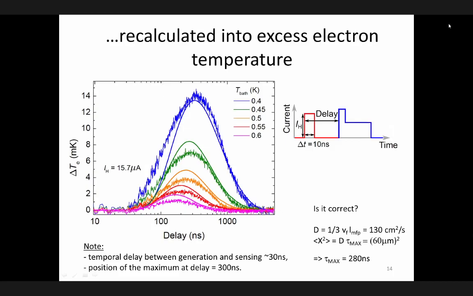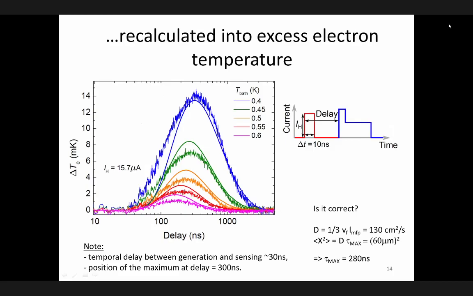Also, this signal corresponds well to the expected diffusion time. This is the Einstein-Smoluchowski formula, which relates the expected arrival time of the quasi-particle to the mean squared distance between the heater and the thermometer. If you assume such a diffusion constant and the distance as it is, you expect 280 nanoseconds, and here it's, okay, 300 nanoseconds.